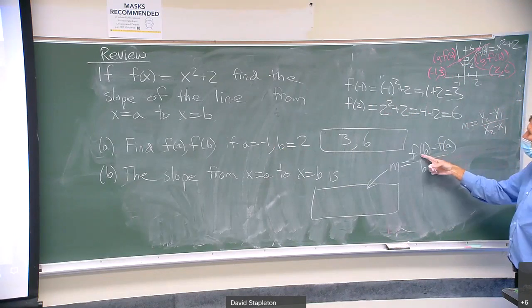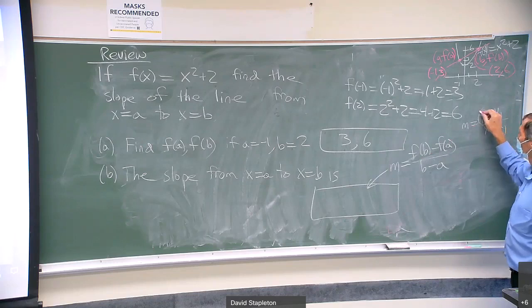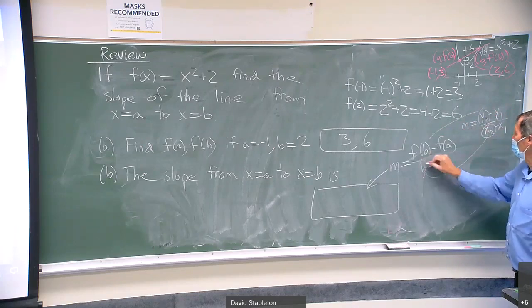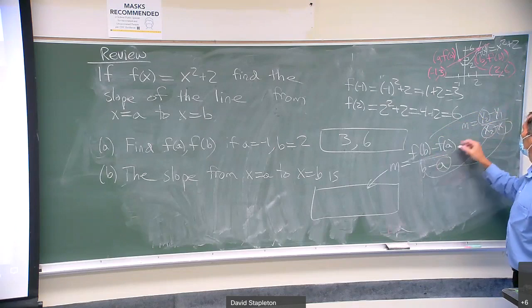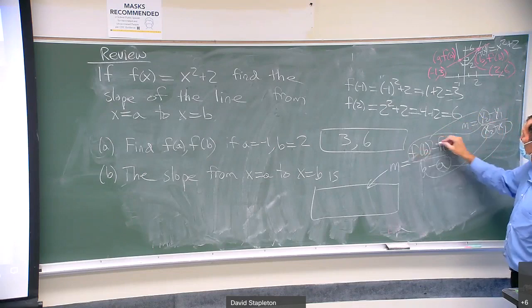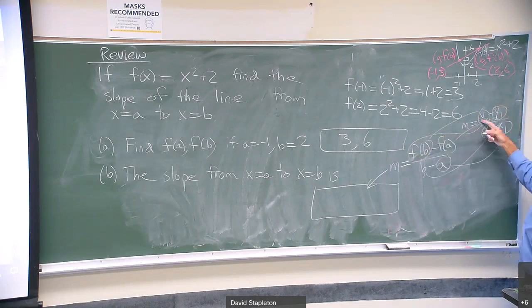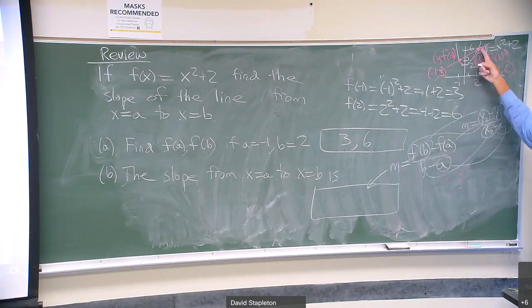But for this one, you're calculating y by the function. Call this b and call this a, and the y coordinates are computed by the function, and y2 gets replaced by f of b and y1 by f of a. So this formula, y2 minus y1 over x2 minus x1, becomes f of b minus f of a, the difference in the y coordinates here, over b minus a, the difference in the x coordinates here. So they're just calling them b and a instead of x2 and x1, and then f of b and f of a instead of y2 and y1.